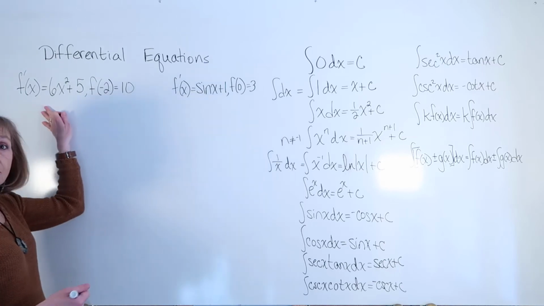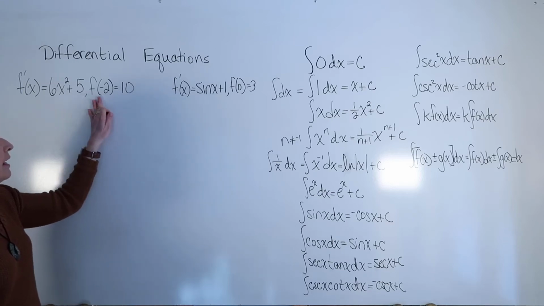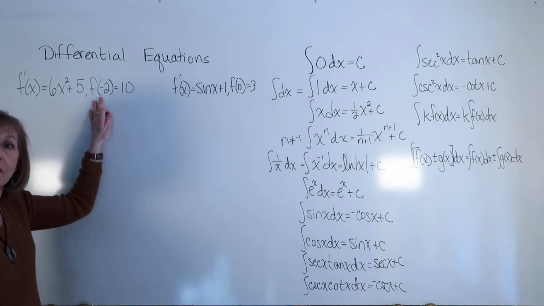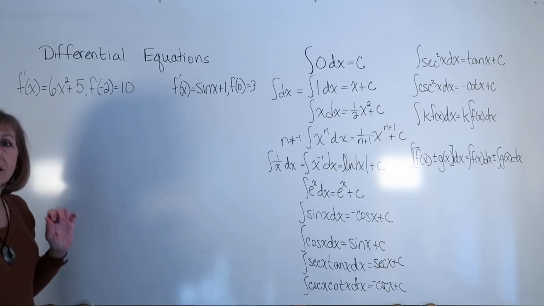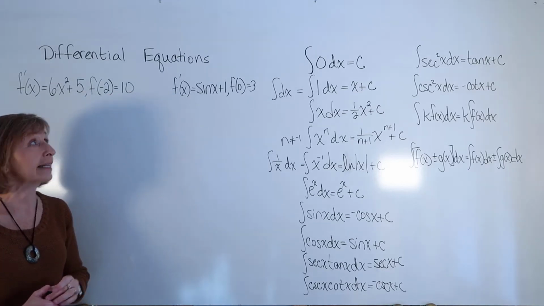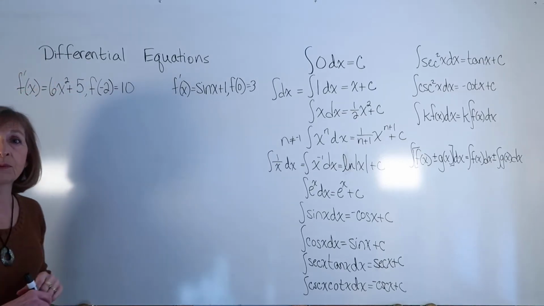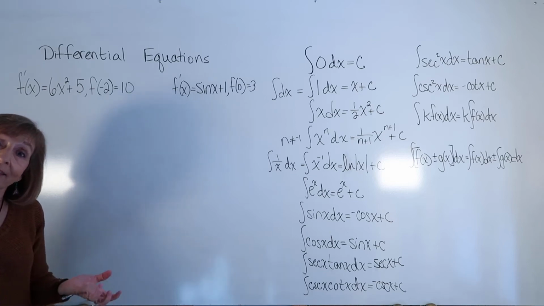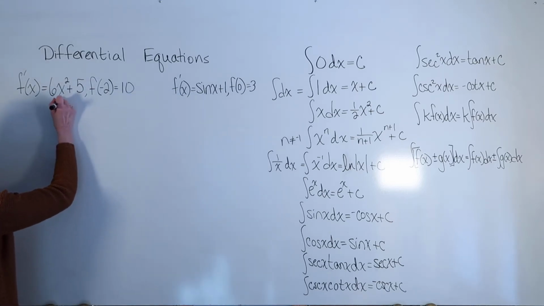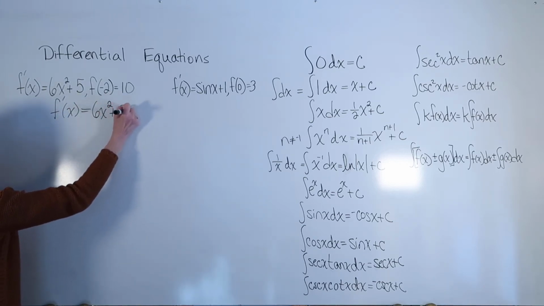So the very first one is f prime of x is equal to 6x squared plus 5 is my differential equation. And then I have this information that f of negative 2 is equal to 10. So that function answer that I'm looking for, if I put negative 2 through for the x's, I'll get 10 out for the y. Now we're going to start by working with the differential equation and trying to find the general solution. So we have our f prime of x is equal to 6x squared plus 5.